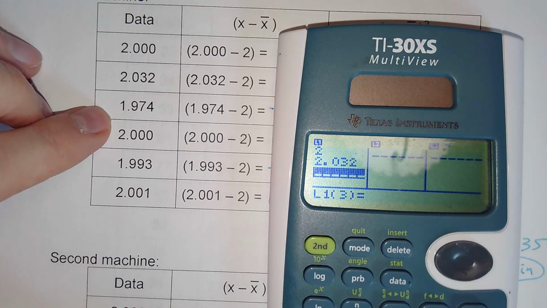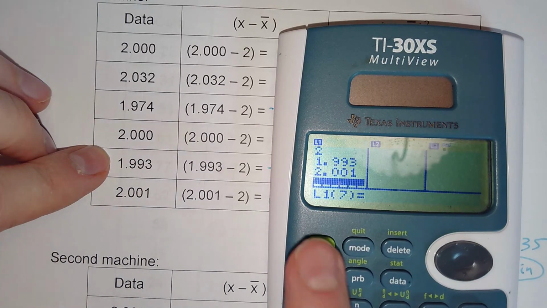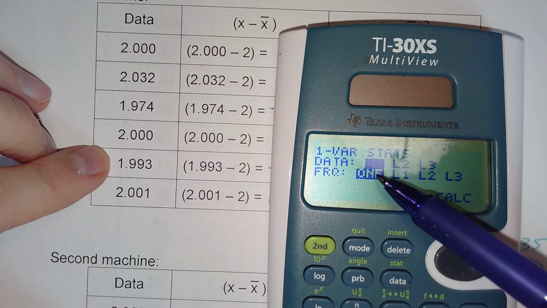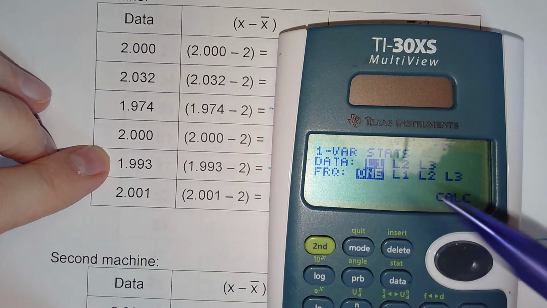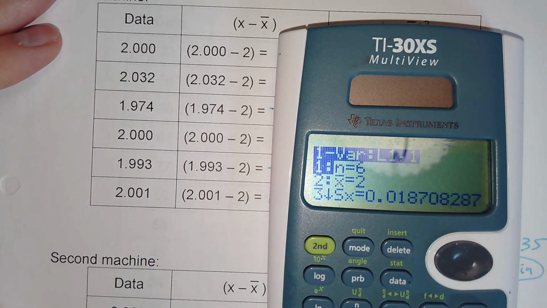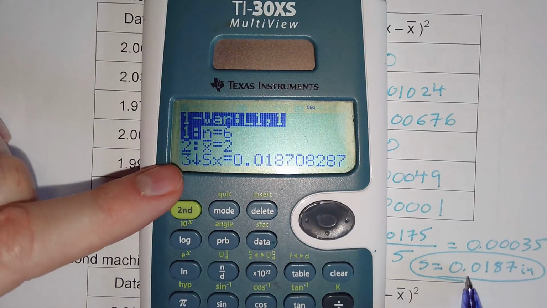2.032, 1.974, 1.993, 2.001. Now I'm going to do my second key, my data key, one variable stats. Data is now 1. Make sure your frequency is marked with a 1, and then calculate. Now take a look at line 3 and compare it to what we have here. There's our standard deviation.